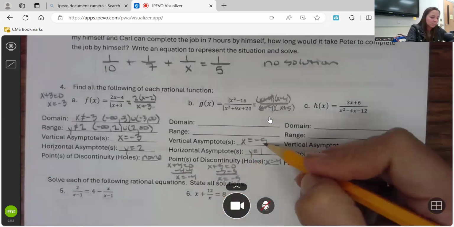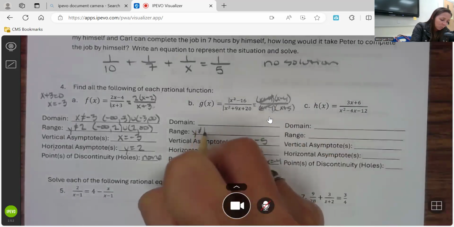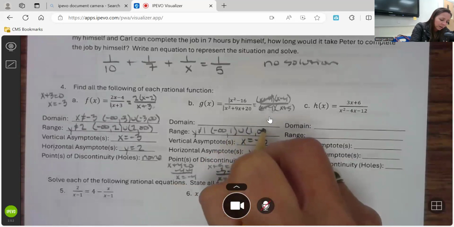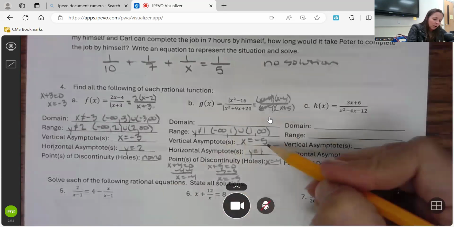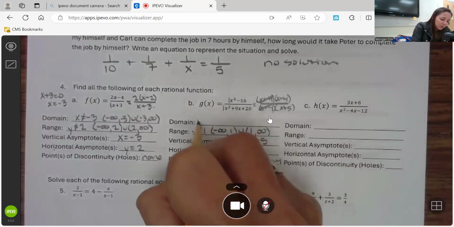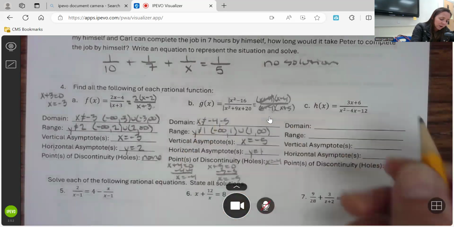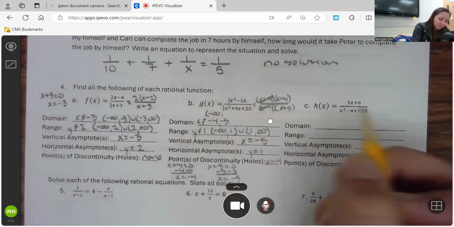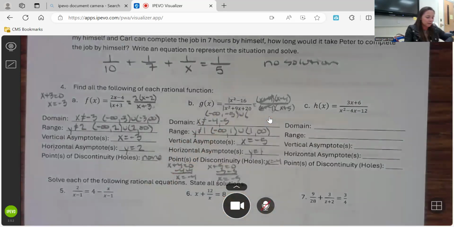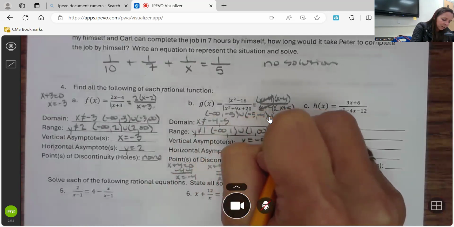All right, and now here we can look at our domain and range. If our horizontal asymptote is 1, that means y can't be 1, but it could be written as negative infinity to 1 and 1 to infinity. Now, for our domain, we look at both the hole and the vertical asymptote. So here, x can't be negative 4, and it can't be negative 5. So when I write it in interval notation, it's negative infinity to negative 5. Think about what comes first from the left to the right. We're going to jump over negative 5 and go to negative 4, and then negative 4 to infinity.